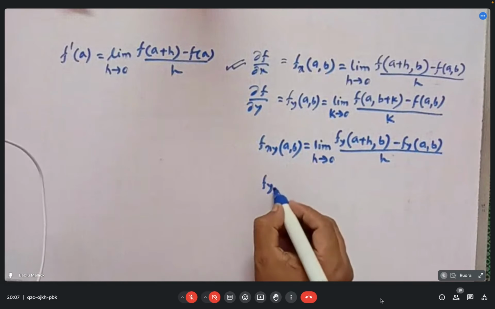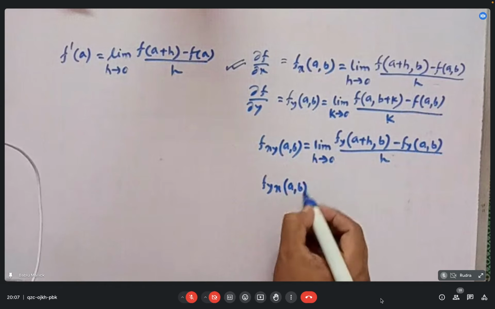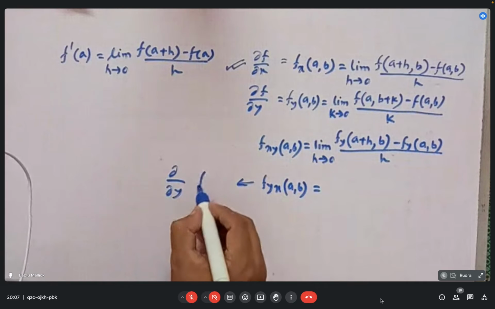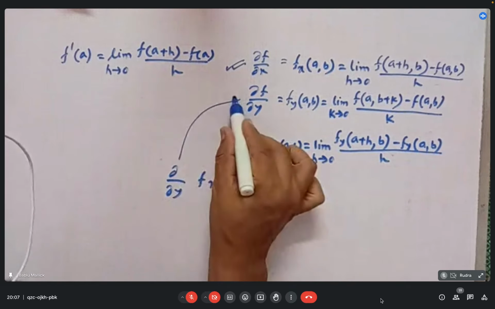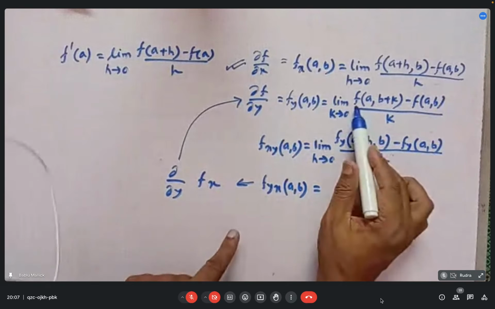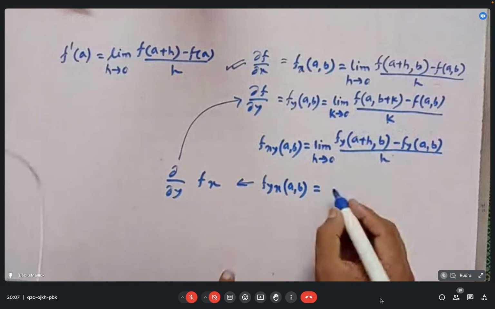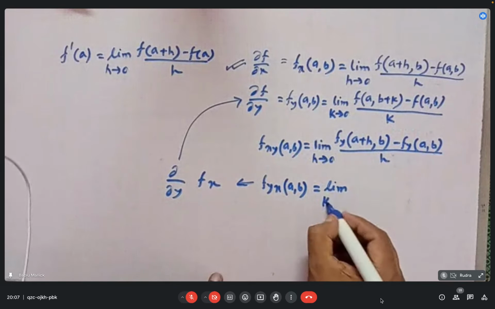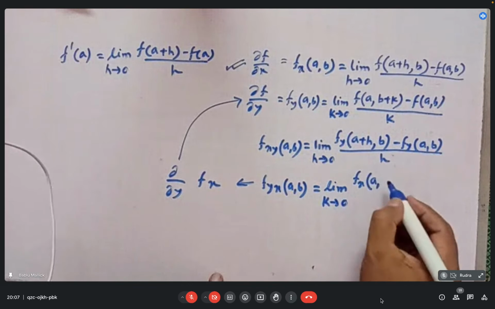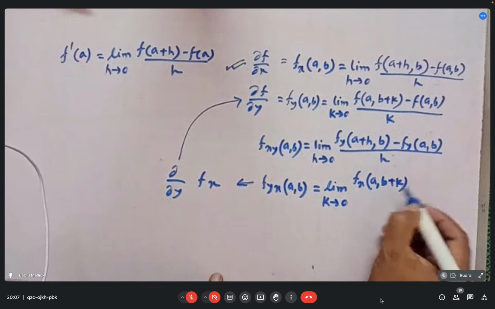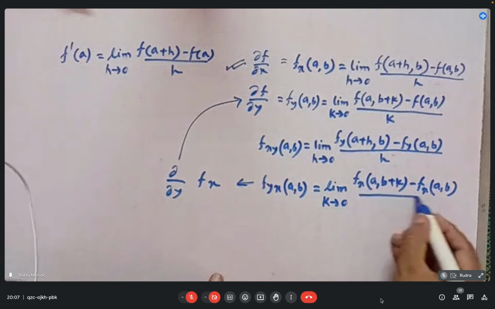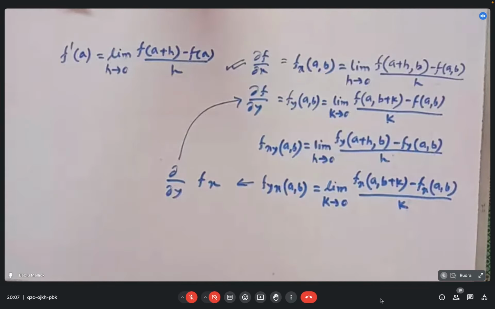Similarly, fyx at a comma b, fyx মানে actually it is del y of fx. So we shall use this definition. In place of f I shall write fx. So it is limit k tends to 0, fx of a comma b plus k minus fx of a comma b, whole divided by k.